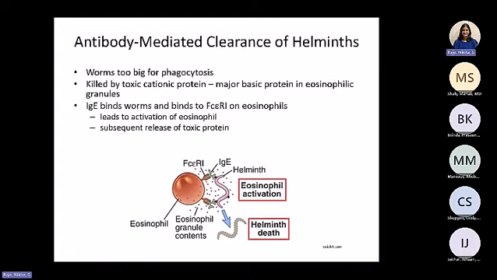We're talking about IgE here. Worms or helminths are too big for phagocytosis, so neutrophils and macrophages may not be enough, but they can be killed by chemicals like cationic protein or major basic protein in eosinophils. IgE can bind to the helminths, and then they can bind to the Fc receptor on the mast cells and eosinophils and help in degranulation of those cells so that they release all their chemicals like the cationic protein or the major basic protein.